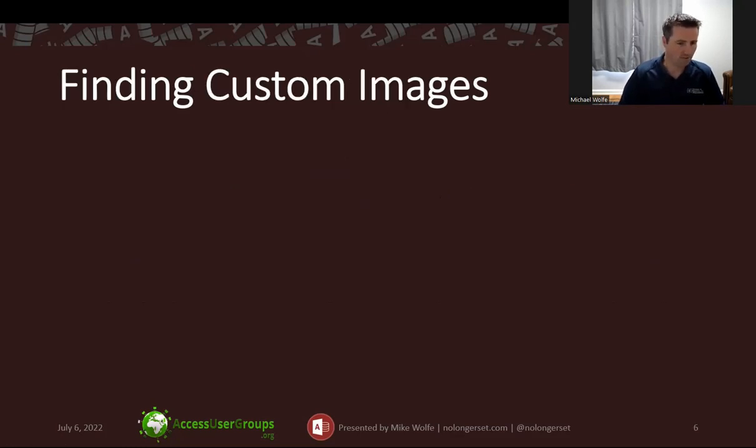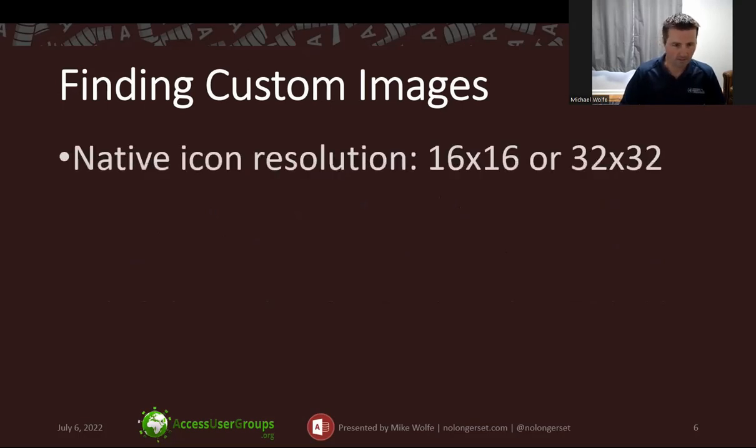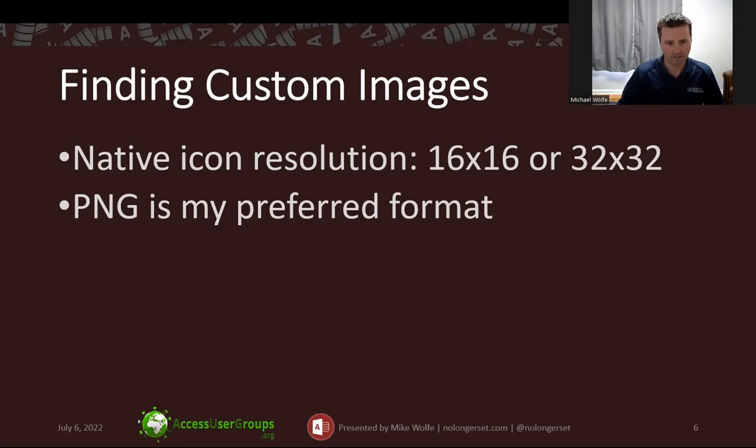The alternative to using built-in images would be to use custom images. As I mentioned earlier, the native icon resolution is either 16 by 16 or 32 by 32. I prefer to use PNGs because they have an alpha transparency channel with 256 levels of transparency, so it looks really nice. One of the techniques people used early on when the ribbon first came out is they would get an icon and just use the background that matched the background for Office. Of course, then if an individual user had a different Office theme, or a different version of Office, you ended up with this weird gray box that didn't match the new background. So PNG is nice. Unfortunately, it's still, in 2022, not natively supported in Access, so you have to jump through some hoops to be able to actually display them.